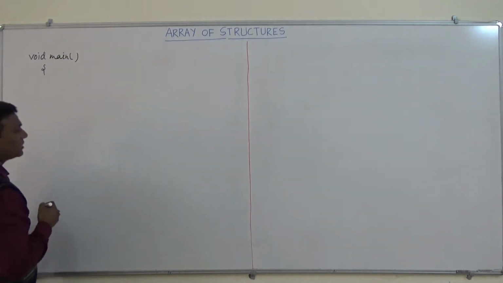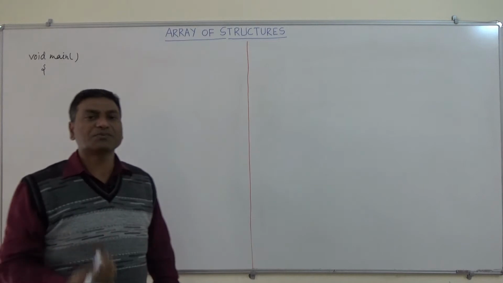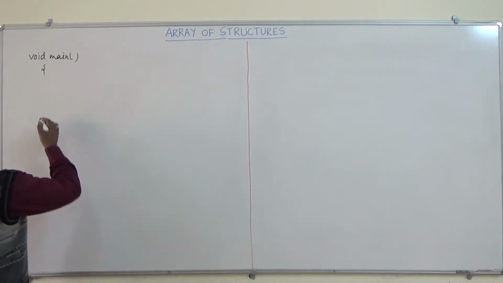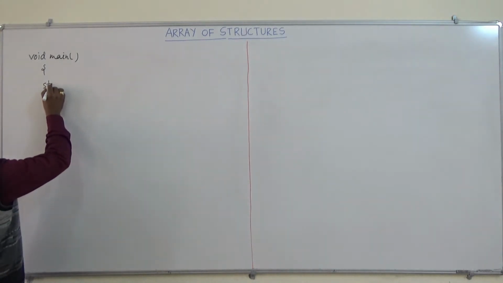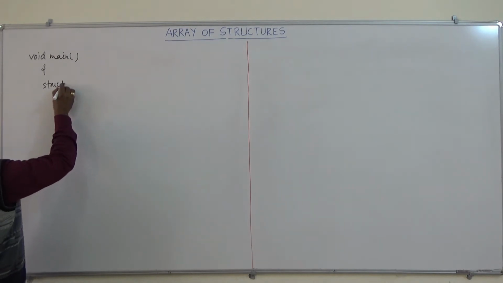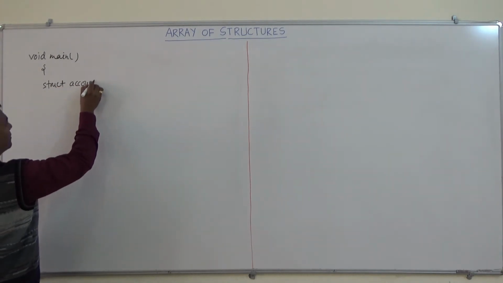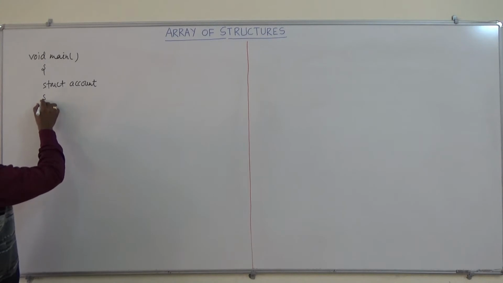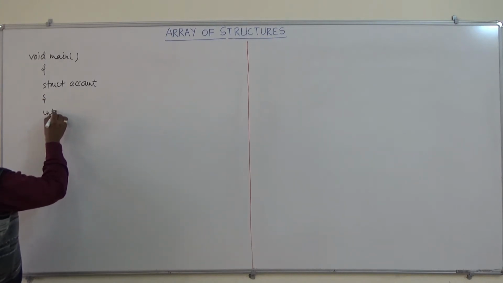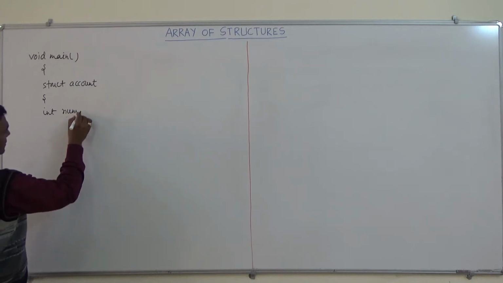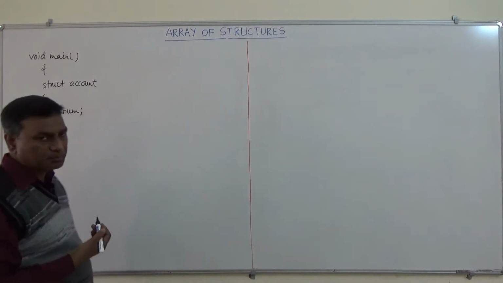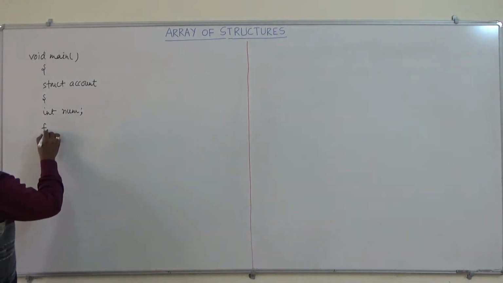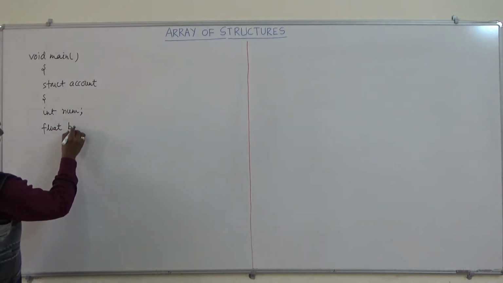In this we will use the same structure that we used in the previous lecture, that is, a structure for account. struct account, and then its two items, that is, the account number and the account balance. int num, and this is float balance.